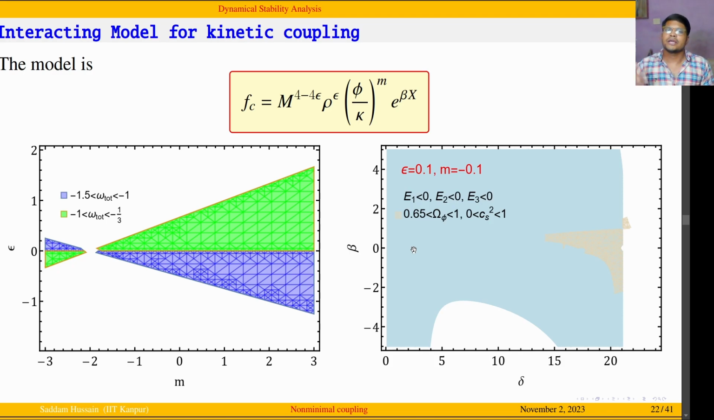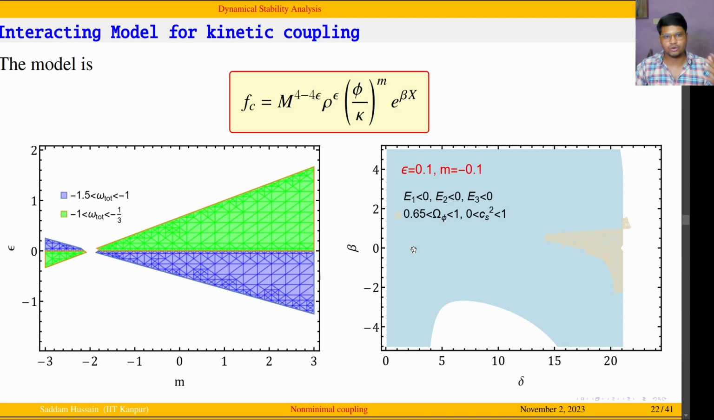So we have taken those critical points and tried to find out what is omega total. In the green region it shows the accelerating region, and in the bluish region we have taken it to be the phantom region. When we put the critical points in omega total, we found that it depends only on m and epsilon, and the other parameters like beta and delta are absent. So it is constraining m and epsilon, and we have to put in different constraints again.